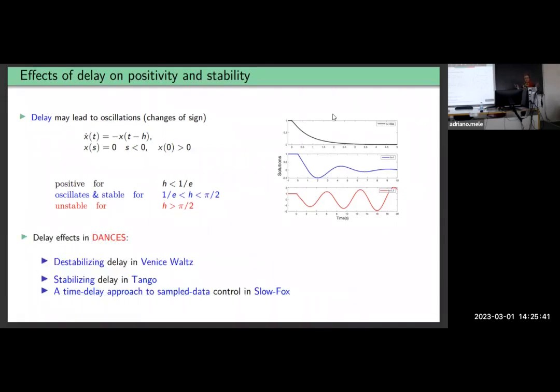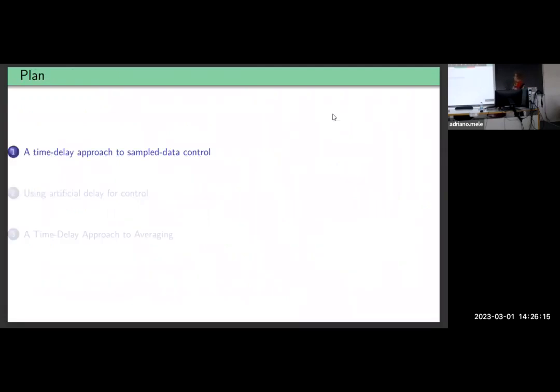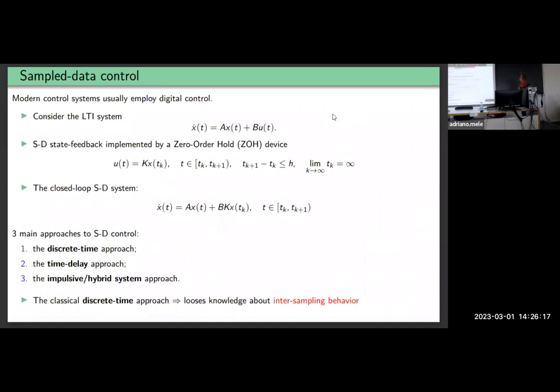And all delay effects, usually I illustrate by dancers because dancing is my hobby, but probably we have not much time here. I will say that stabilizing delay is in tango, and why I will explain later on, and I will talk about time delay approach to sampled data, that it is in slow foxtrot, and I will explain why. Okay, so let's continue.